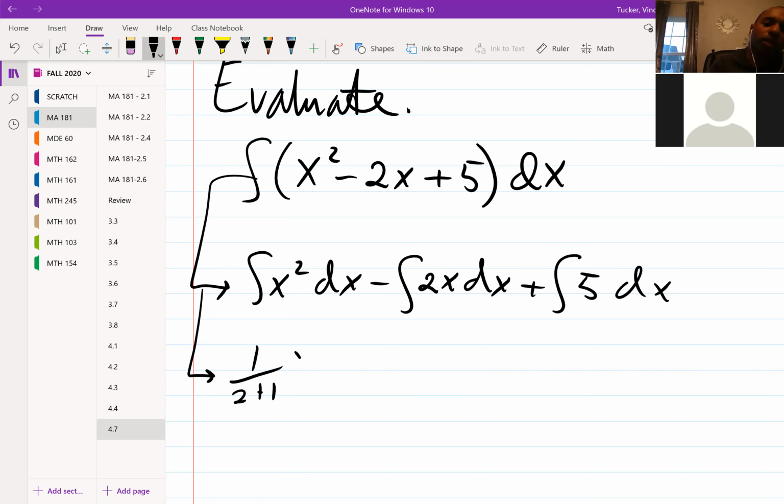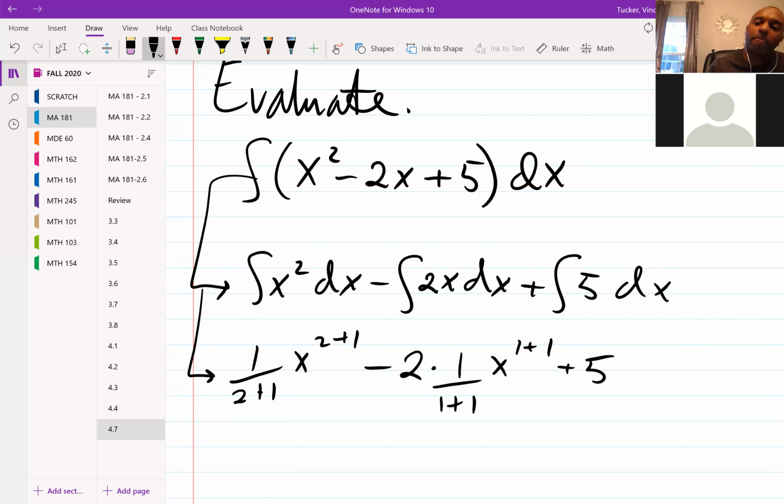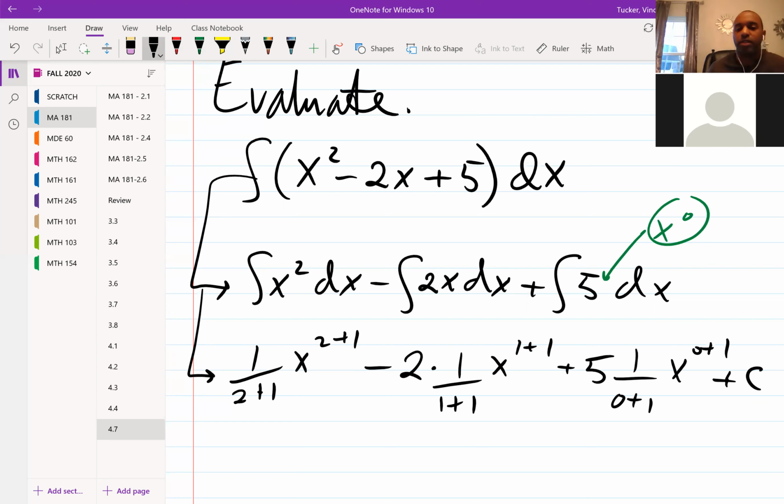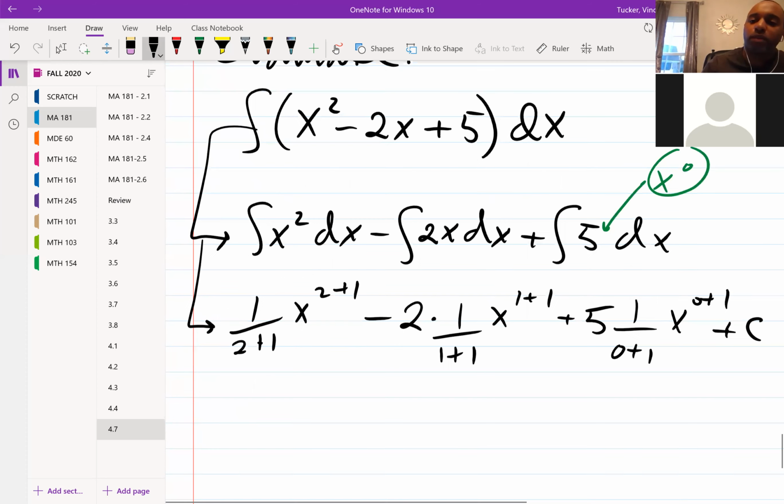That's 2 plus 1 down here, x to the 2 plus 1. Minus, you got 2 on the outside, 1 plus 1, x to the 1 plus 1. We got 5 on the outside, and if you think about it, right here, that's the same thing as x to the 0 power. So what we're looking at is 0 plus 1, x to the 0 plus 1. And of course you add your c because you have the general antiderivative.